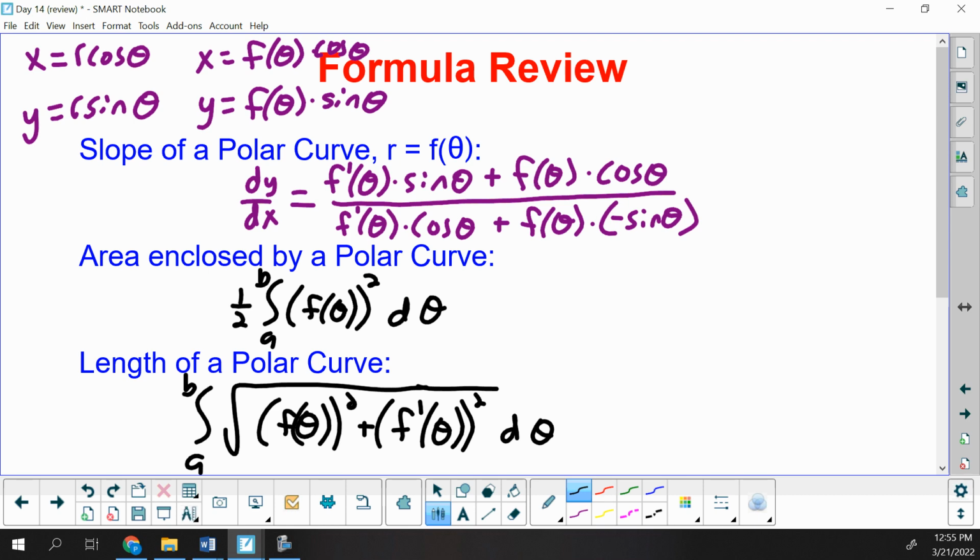And in addition to x equals r cos theta, y equals r sine theta, as a reminder we have r squared equals x squared plus y squared. We also have tan theta equals y over x, or you could think of it as theta equals tan inverse of y over x as well.